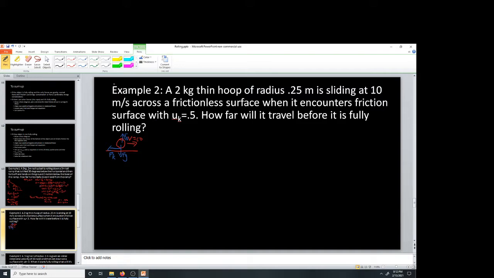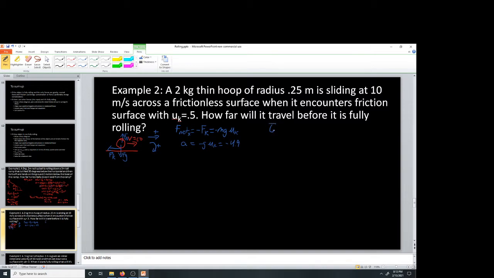Now, one of the things we need to do is align positive directions. Let's say to the right is positive. When it's moving to the right, it's also rolling clockwise, so we're also going to say that clockwise is positive, just this time. Now I need to set up the F net equation. F net equals negative force of kinetic friction in the x direction, which is negative mg uk, which means that the acceleration is going to equal negative g uk, or negative 4.9.